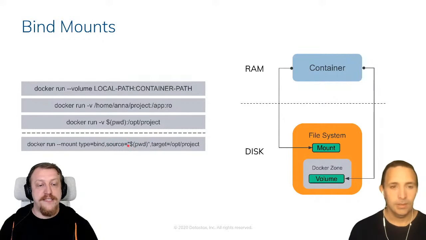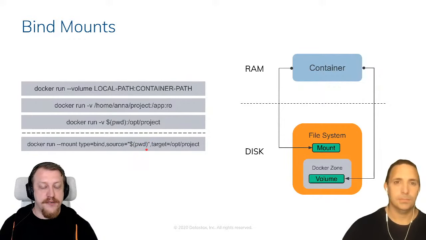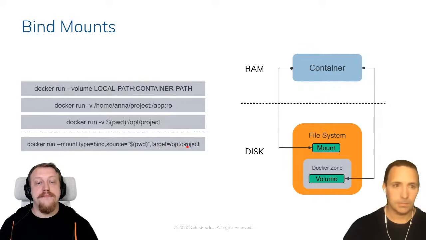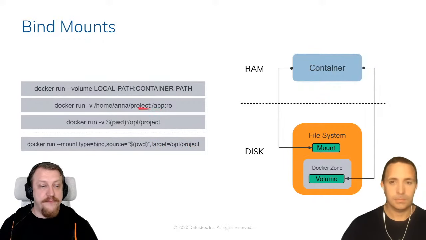So in this case, just the local folder I am located in. Otherwise, you may add slash and whatever path from the current folder if you want to mount a subfolder. And finally, target is just a path on the container. So it's exactly like it is with minus v, but you have to specify type bind.